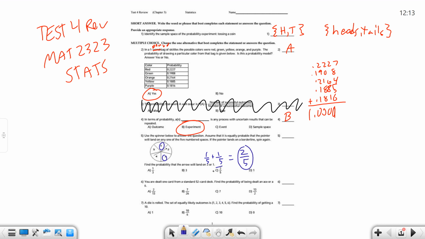Or you can count them. How many possibilities work out for you? 2. How many total are there? 5. So 2 out of 5 is the chance that you get a 3 or a 1.